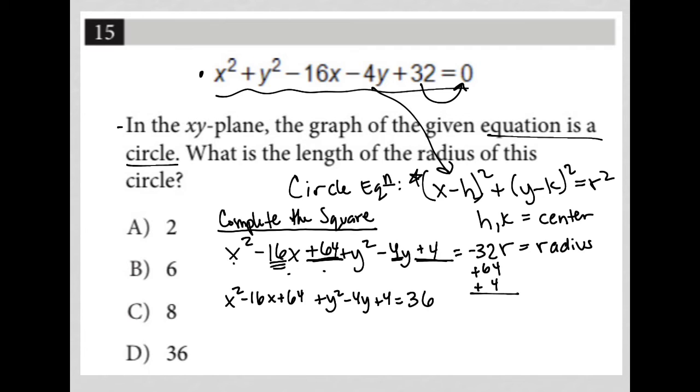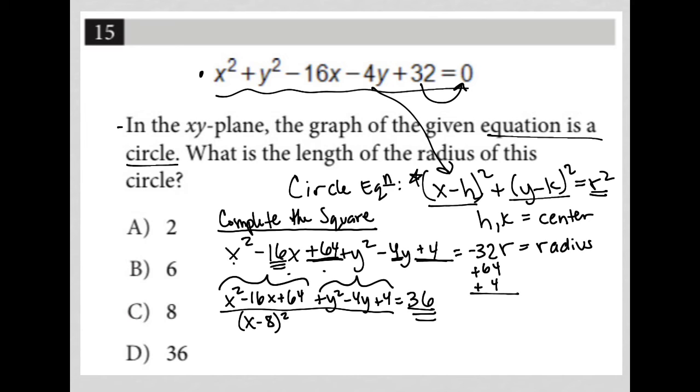And I can pretty much answer the question already because I see that 36 is in the r squared position. But let's just continue to show you how this ends up looking like that. So the whole reason why we call this completing the square is because each of these trinomials, the x trinomials and the y trinomials, are perfect squares. When I factor x squared minus 16x plus 64, what I get is (x minus 8) squared.